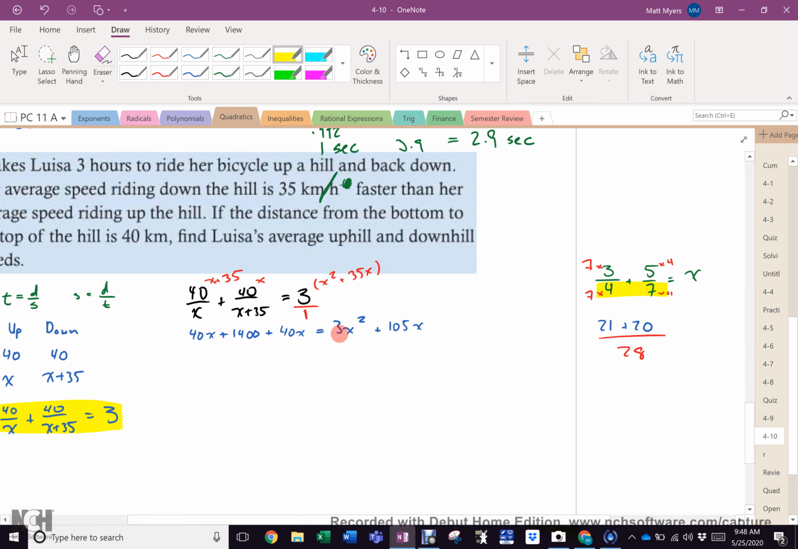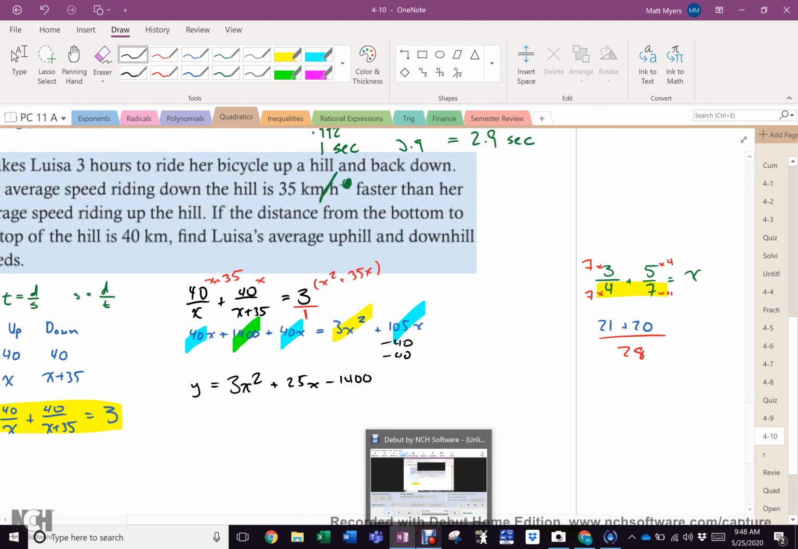Now, what do you see? There's an x squared, there's some x's, and there's a constant. Isn't that everything we need for a quadratic? Let's rewrite it. 3x squared, because I want my a to be positive, right? Now, x's, 40 and 40 is 80 plus 105. So I'm going to take away those two 40s, and I'm going to get plus 25x. And I'll bring that 1400 over here, minus 1400 equals y, right?